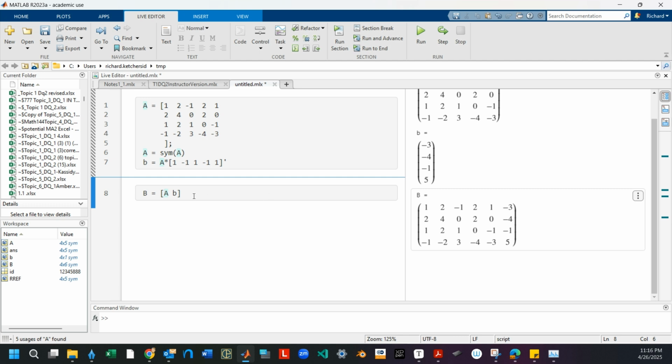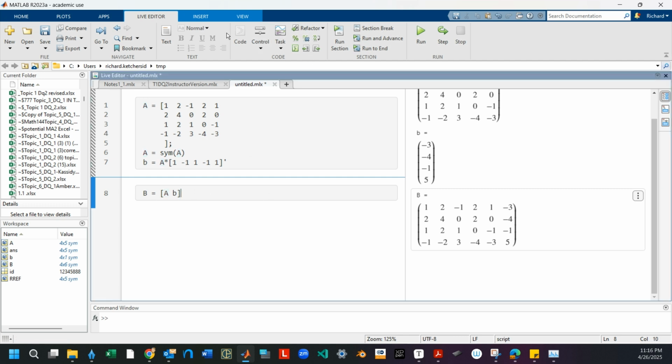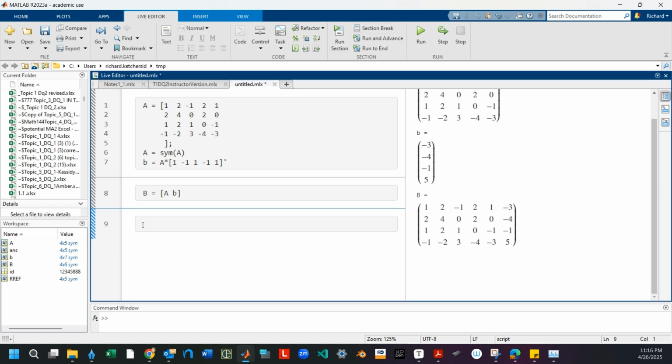Let's see. So this is my augmented matrix. I'll just do this one step at a time. What I wanted to do was replace this row with this row minus 2 of those rows, replace this row with this row minus that row, and replace this row with this row plus that row. So we do that like this.